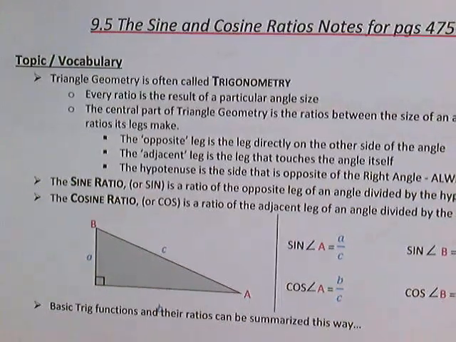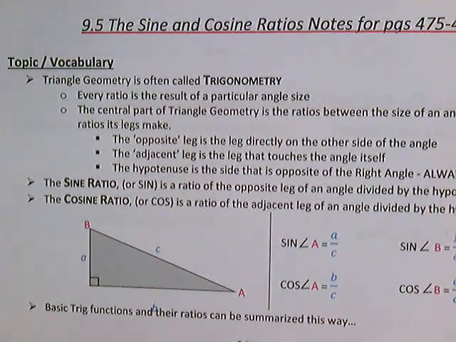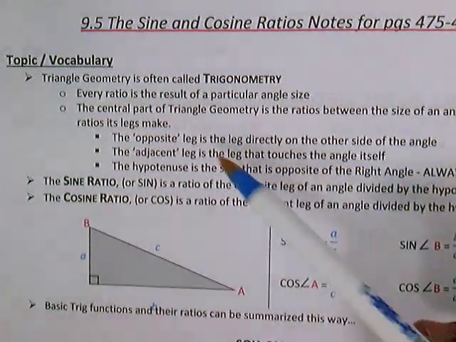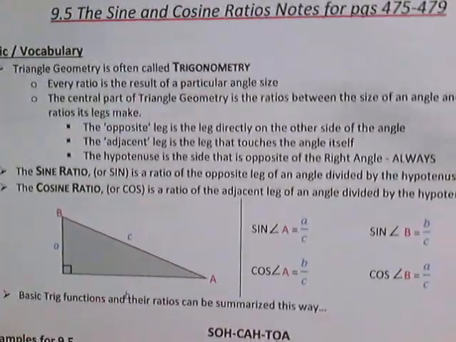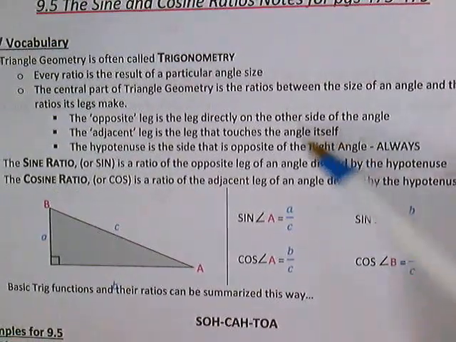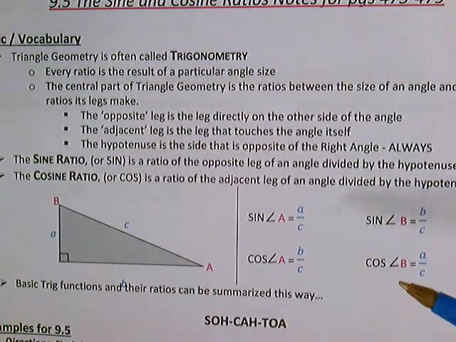Okay, chapter 9, section 5. These are the sine and cosine ratios. Fairly simple. We have the same information up top about which is the opposite leg and the adjacent. As long as you identify the hypotenuse, which is always the opposite of the right angle, you should be okay.